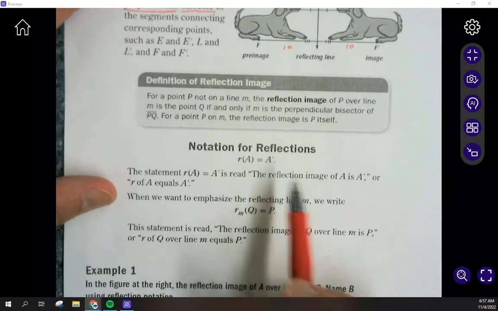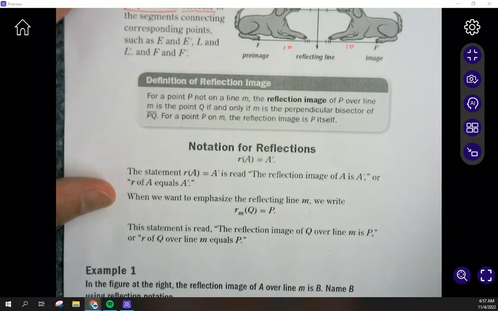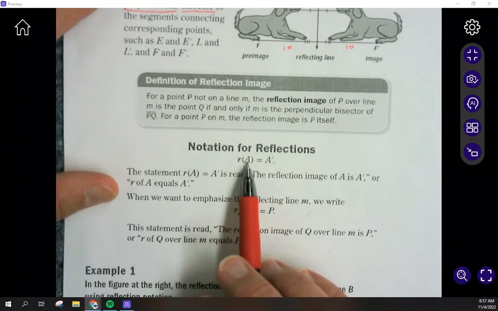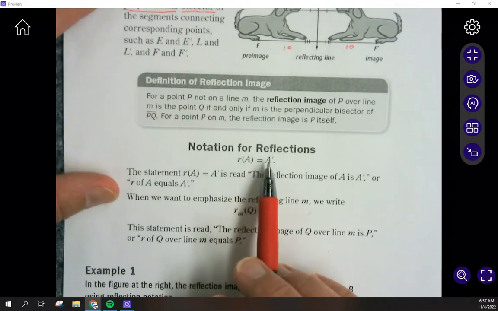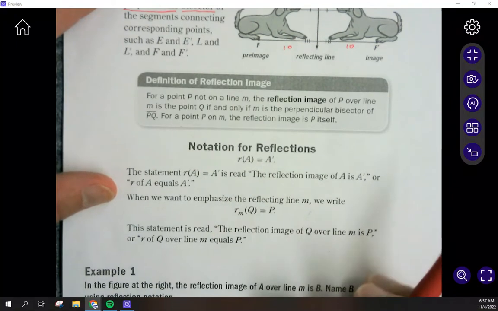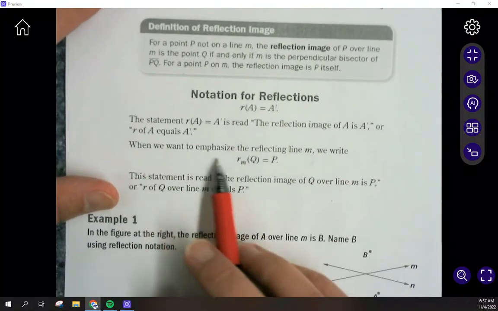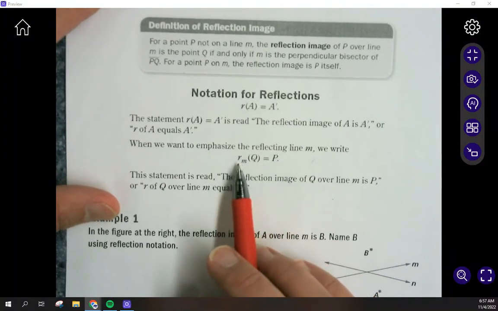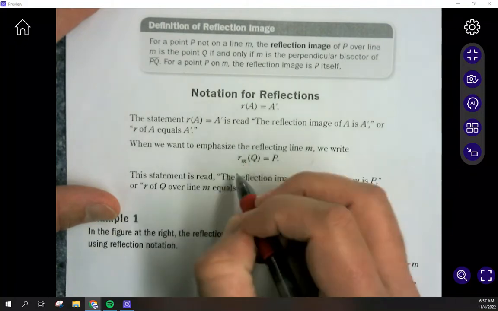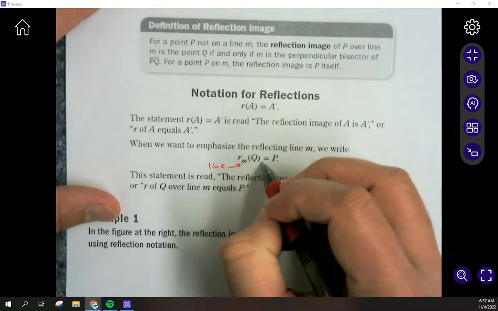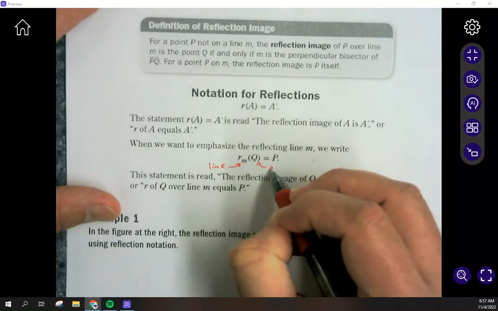If there's really no controversy over what line we're reflecting it over. Because if you notice, this just tells you we reflected something, a shape, a point, something, and we get a new one on the other side. But this doesn't tell you anything about the line that we reflected it over. So if we want to emphasize the reflecting line, we would write it like this. So the reflection over the line M, so this is the line. This represents your pre-image.